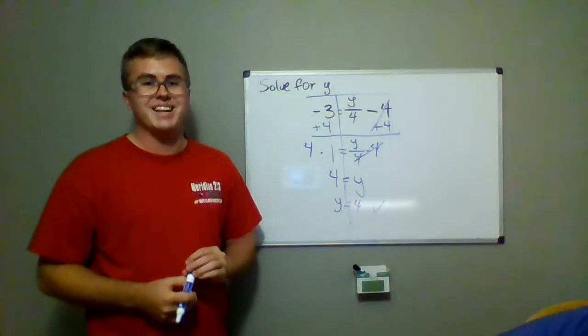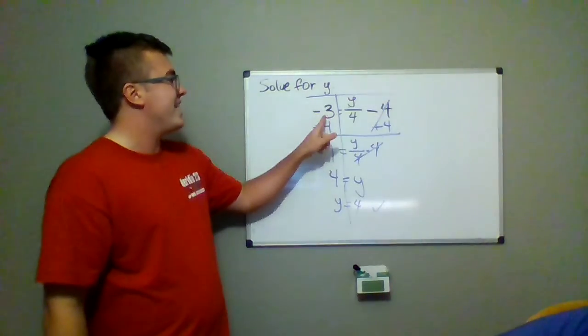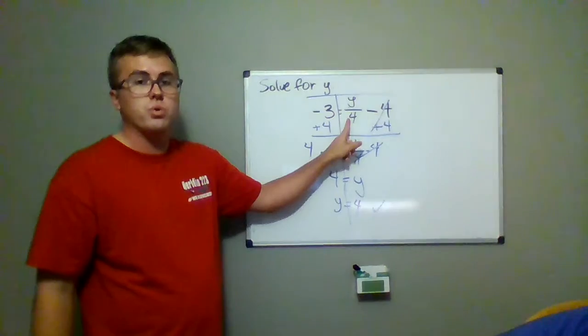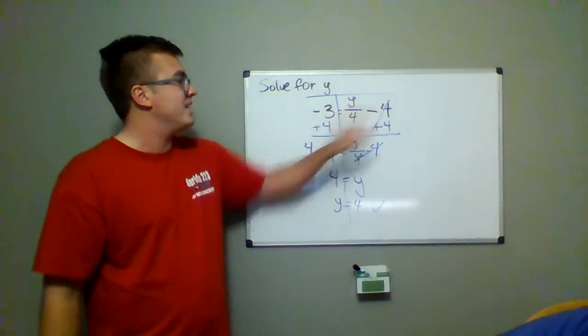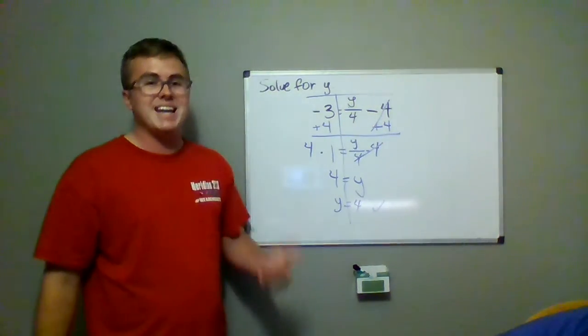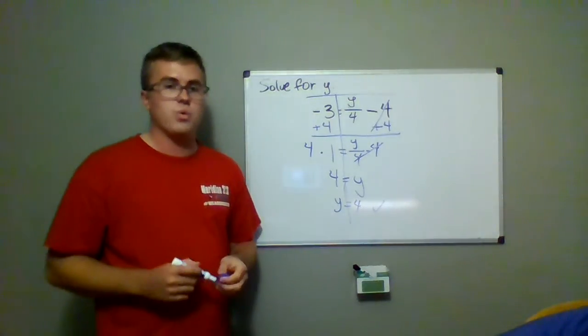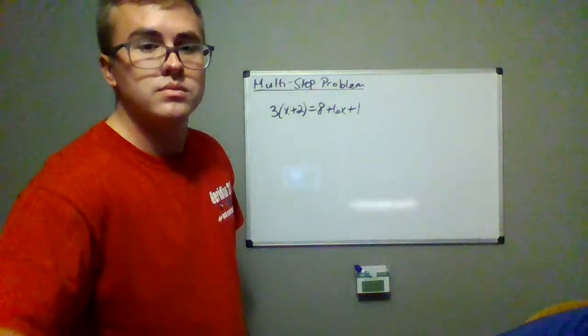Go back through, check to make sure it makes sense. -3, is that equal to 4 divided by 4? Well, 4 divided by 4 is 1. 1 minus 4, that gives me -3. So that answer is correct. 1 minus 4 is my answer.